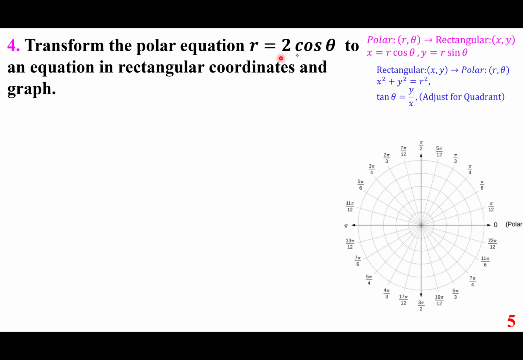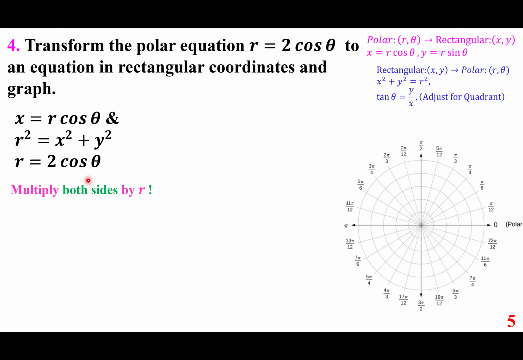We're going to repeat the same way with this case, r equals 2 cosine theta. We're going to write x is r cosine theta. We know r squared is x squared plus y squared. We know r is 2 cosine theta. And the technique when we have r and either sine or cosine is to multiply both sides by r.